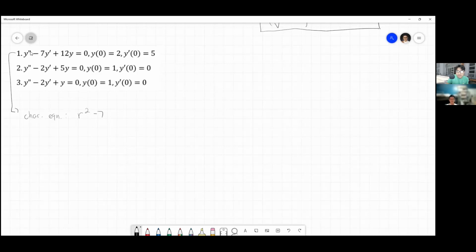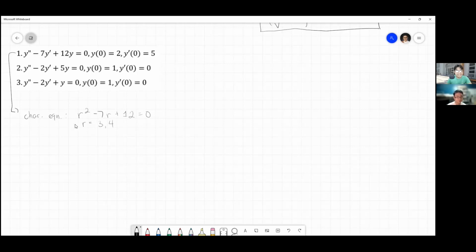And then minus 7y prime. So, 1 lang, raised to 1. So, r raised to 1. And then meron tayong plus 12y. Wala tayong derivative dito, so that becomes just plus 12 equals 0. Then, solve nyo lang yan. So, makakuha ka ng r, that is r minus 4, r minus 3, di ba? So, 3, 4.